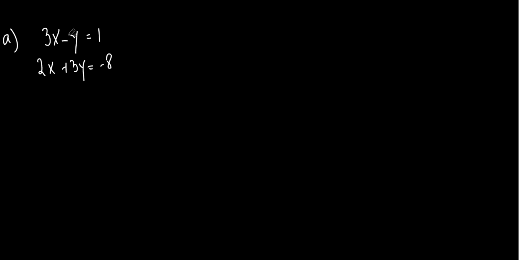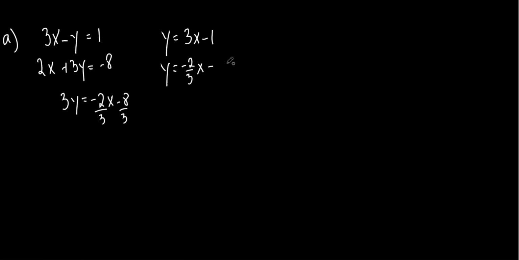Can we do this in our head? Yeah. Add a y to both sides, subtract the 1. So what's y? 3x minus 1. Everybody see that? I just moved that to the right, moved the 1 to the left. You have to do an extra step with this one, but let's get y by itself. So subtract 2x from both sides and divide both sides by 3. What's our equation here? y equals negative 2/3 x minus 8/3. It's kind of an ugly slope.